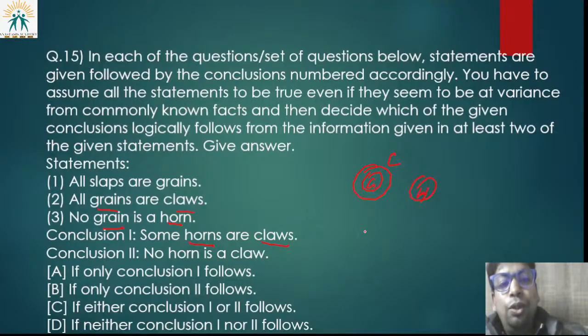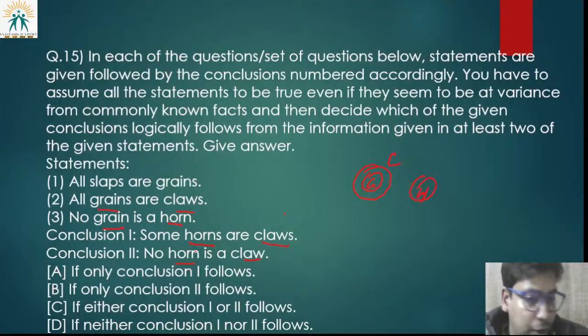Now conclusion 2 is good because no horn is a claw. It looks good, but why do I sense something? All grains are claws. No grain is a horn, and no horn is a claw. Sounds too easy, right? So let's look at our official answer. Just a moment.